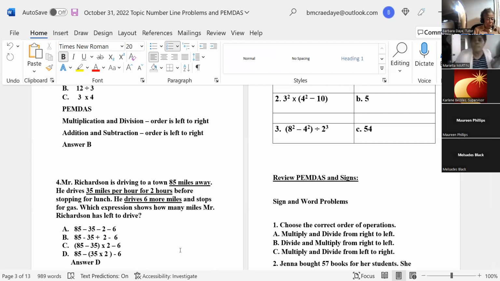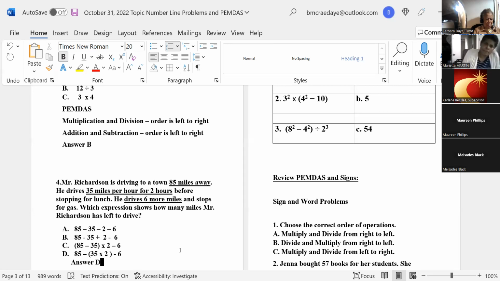Mercedes, you agree? Just a minute, miss. Are you saying that after you multiply 35 by 2, why do you subtract? Because he drives 6 more miles and stops for gas. Maureen, why did she subtract? Why do you subtract?